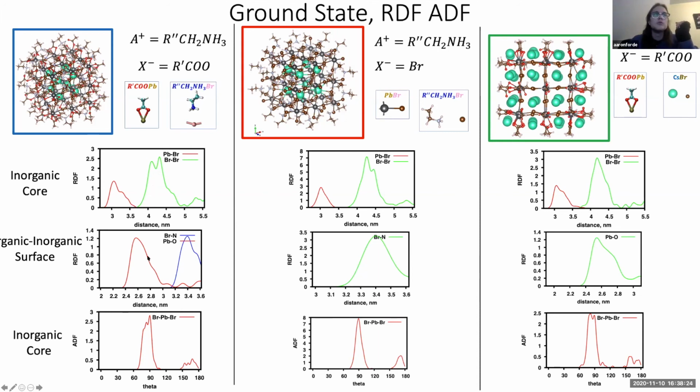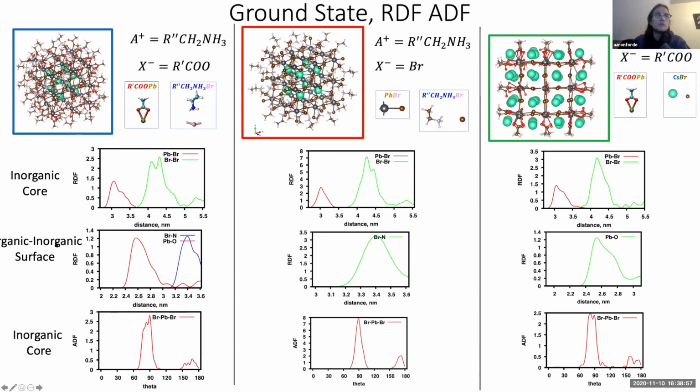The top two rows are radial distribution functions, where the very top row is radial distributions for the inorganic core. So the red lines essentially show bond distances between lead and bromine in the core. And the green line shows bromine-bromine distances, but I won't talk about those as much.